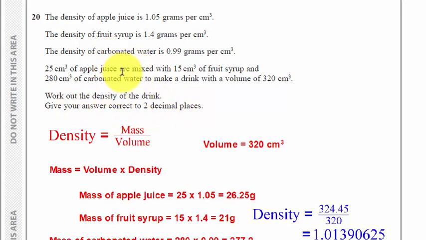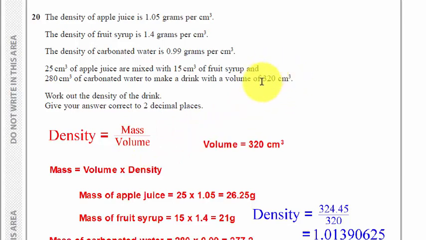An awful lot of heavy, quite dull reading, but we've got the density of 3 different drinks. They're mixed together and we need the density of the final drink. This question is checking that you know the formula for density, which is mass over volume. If you don't know that formula, make sure you learn it, because if you don't know this formula, this question is impossible.